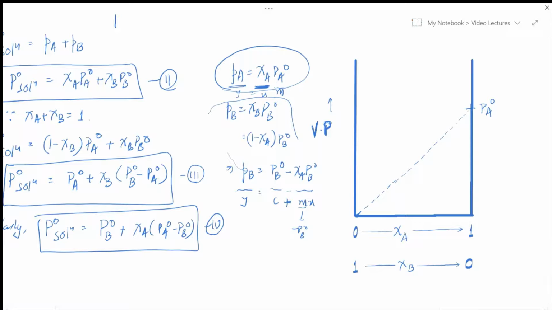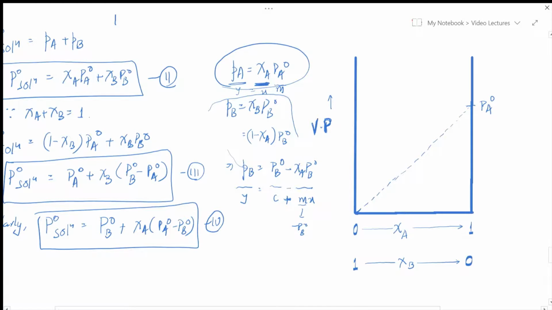Now that straight line will have a value of PB naught when xi A is taken as 0, and if xi A is taken as 1, then PB becomes 0. So when xi A is taken as 0, we get a value that should correspond to PB naught. And when it becomes equal to 1, that value decreases to 0. So this is a graph for partial pressure of A, and this is the graph for partial pressure of B.